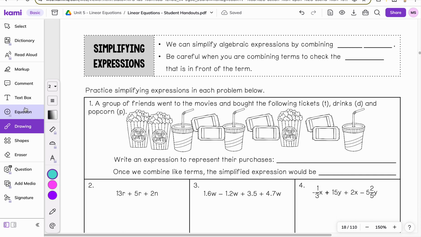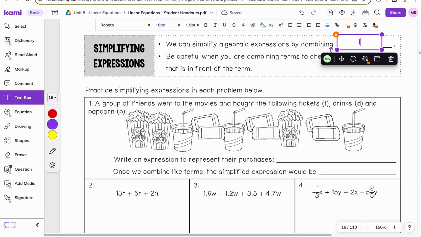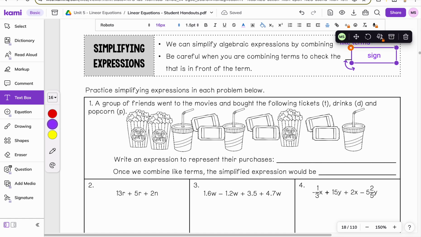The next page talks about now simplifying expressions. So we're going to use our knowledge of like terms to simplify expressions. We can simplify algebraic expressions by combining like terms. Be careful when combining to check the sign in front of the term. So looking to see if it's positive or negative.